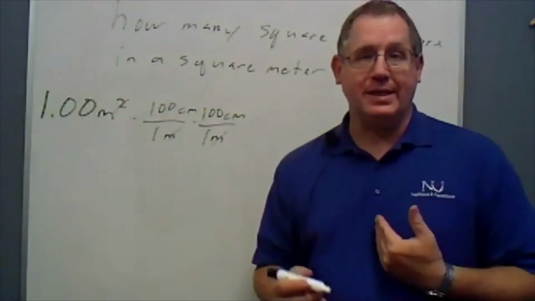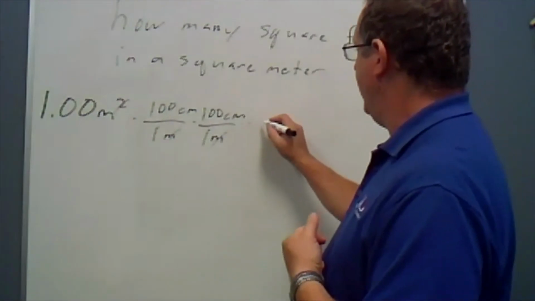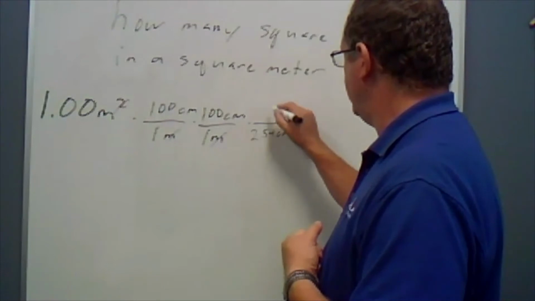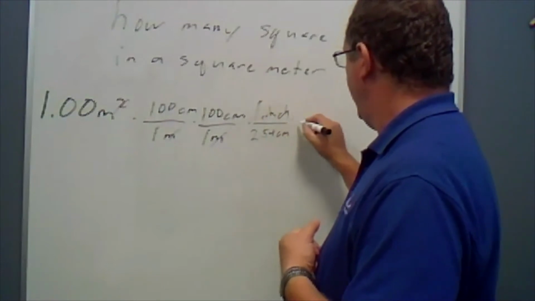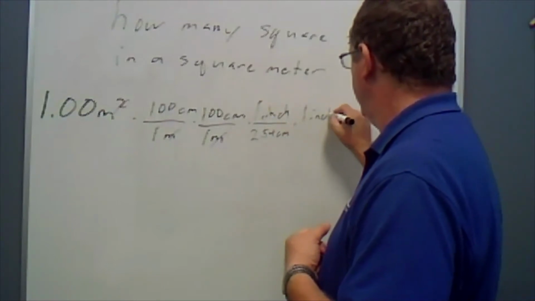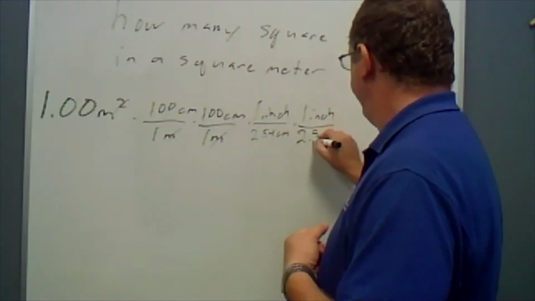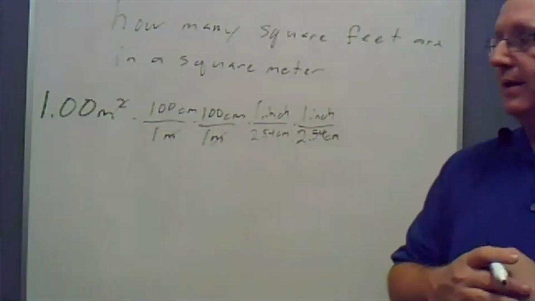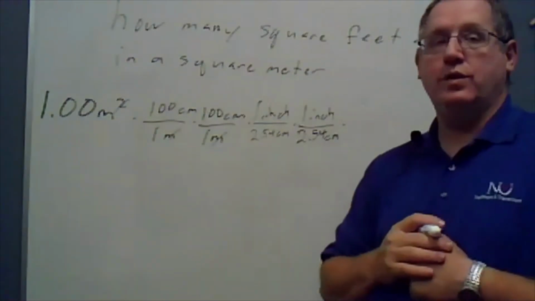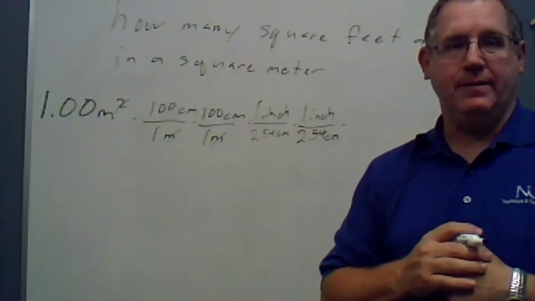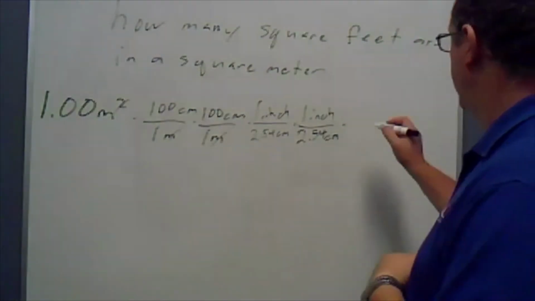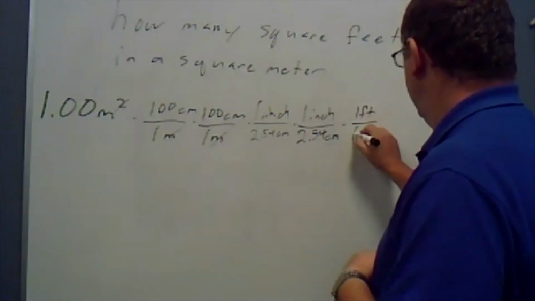I need to convert that to inches. Okay, I know that there are 2.54 centimeters in 1 inch. And I'm going to do that twice. And then I need to convert from inches to feet. Okay. How many inches in a foot? Well, there's 12 inches in a foot. So 1 foot is 12 inches.